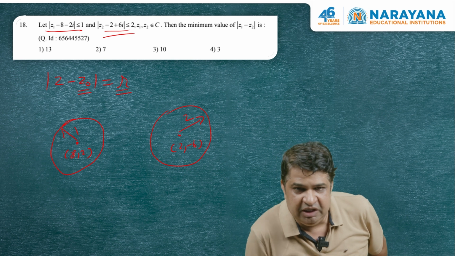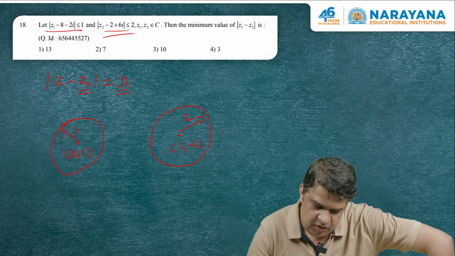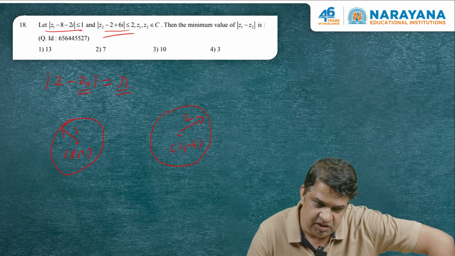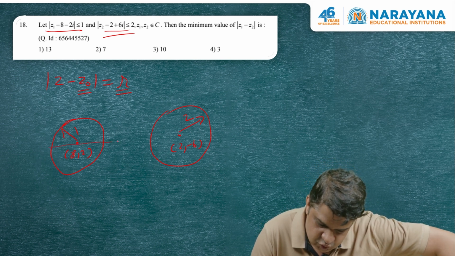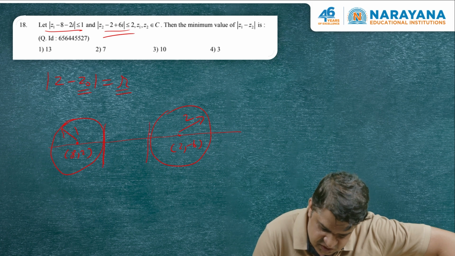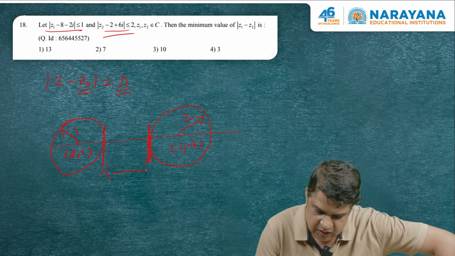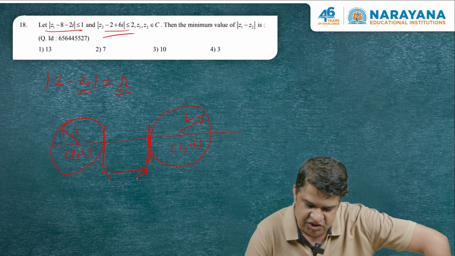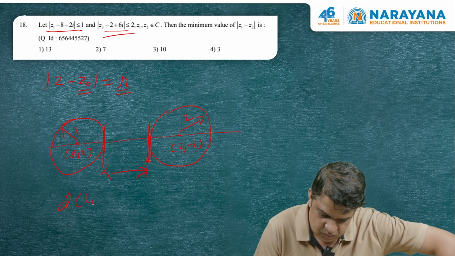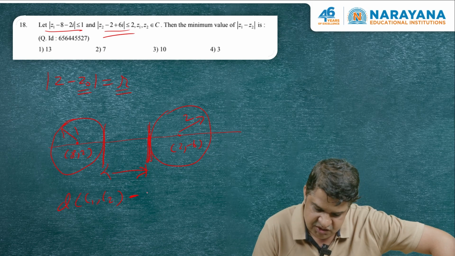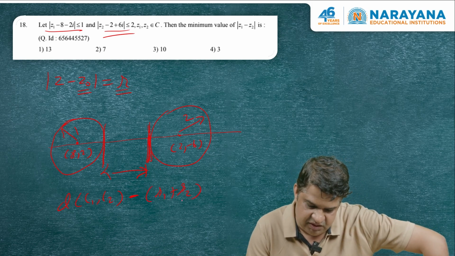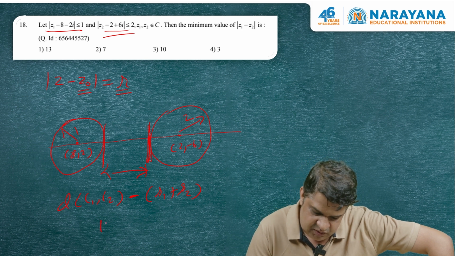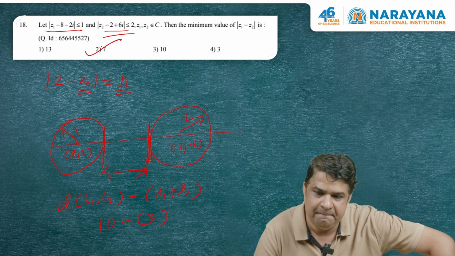And what do we need? The minimum distance between z1 and z2, means any point on or inside this circle or on or inside this circle, what is the minimum distance between them? Obviously, the minimum distance between them is basically this distance. Now, how to calculate this distance? It is the distance between centers minus the sum of their radii. Now, what is the distance between their centers? Square root of 6 square plus 8 square, that is 10, and the sum of radii is 3. So, our answer will become 7.